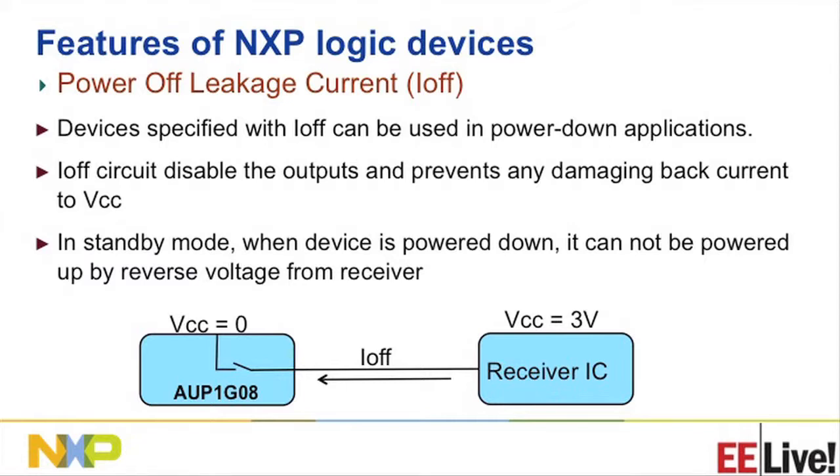Power off leakage current is specified as Ioff in the data sheets. This makes these devices suitable for standby modes or power down modes.